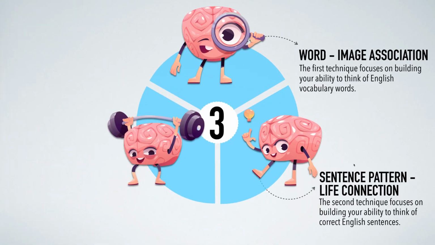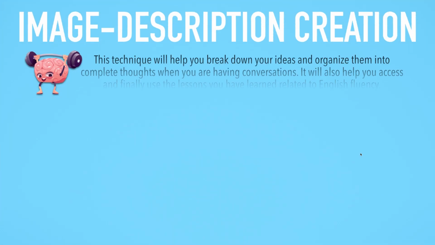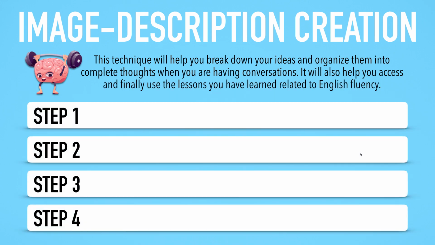Makes sense, right? All right, now this third technique is really good, again, to help you start thinking in English. Here's the third technique. This technique is called image description creation. The third technique focuses on building your ability to organize your opinions in English. So this technique will help you break down your ideas and organize them into complete thoughts when you are having conversations. It will also help you access and finally use the lessons you have learned related to English fluency.